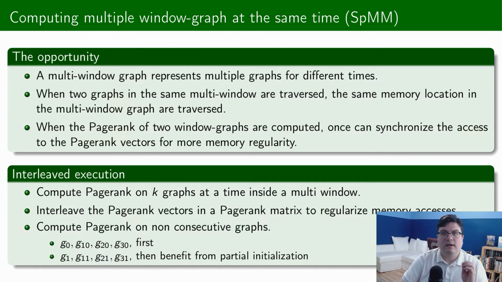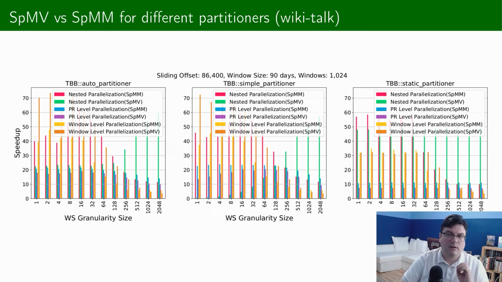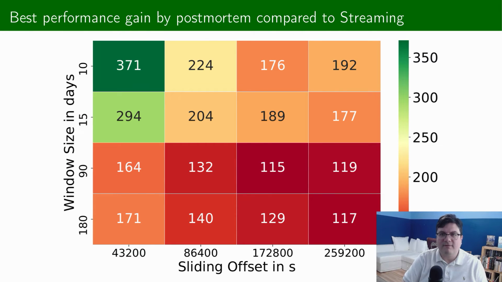For postmortem PageRank, we need to be careful which PageRanks get computed simultaneously. We do not want to process window graphs 0, 1, and 2 simultaneously, because that would prevent partial initialization. Instead, we will perform window graphs 0, 10, and 20, and then we will perform 1, 11, and 21, because they will benefit from partial initialization. The performance results show that this optimization is preferable in all non-degenerate cases. Studying the performance by varying the size of the window and the sliding offset shows that the postmortem techniques can be hundreds of times faster than streaming analysis.